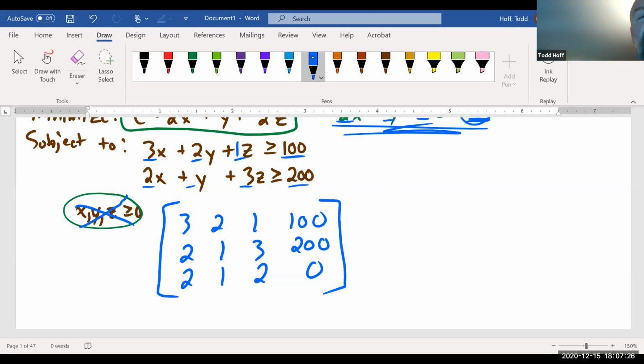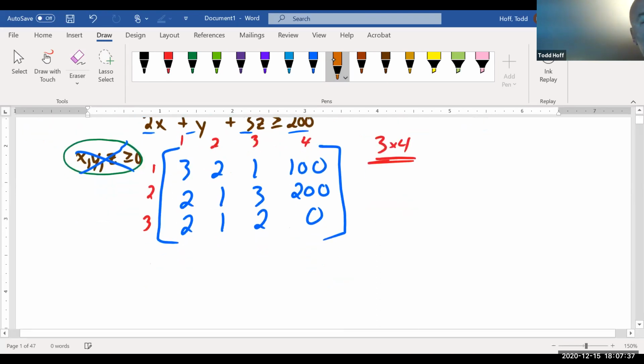This is a 3 by 4 matrix. It has 3 rows and 4 columns. Now, a transpose of a matrix.